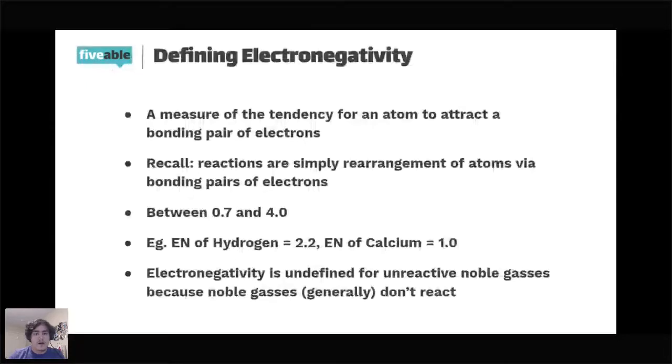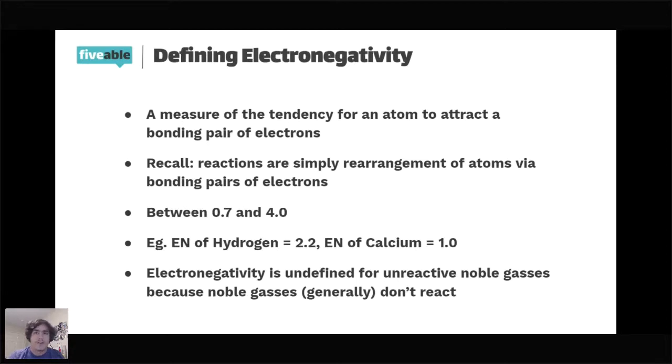Electron affinity is a measure of the tendency for an atom to attract a bonding pair of electrons. And if you recall, reactions are simply rearrangement of atoms via bonding pairing electrons, and they're usually between 0.7 and 4.0. For example, the electronegativity of hydrogen is 2.2, the electronegativity of calcium is 1.0, and electronegativity is undefined for the noble gases, which are the elements on the far right side of the table, because they don't react generally.